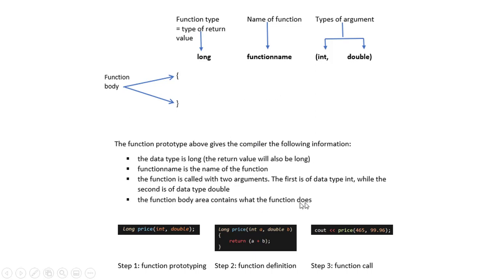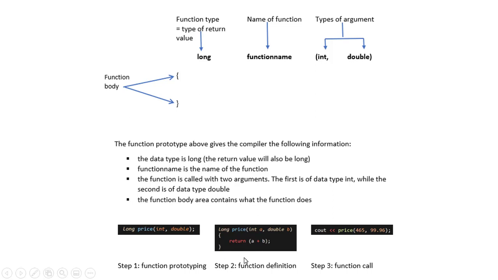This diagram simply explains the three steps we could use to prototype a function, define the function, and call the function. When we call it, it actually does what it is expected to perform. For example, here again, step 1, long price, which is integer and double. That is, it takes two arguments. This is for function prototyping.